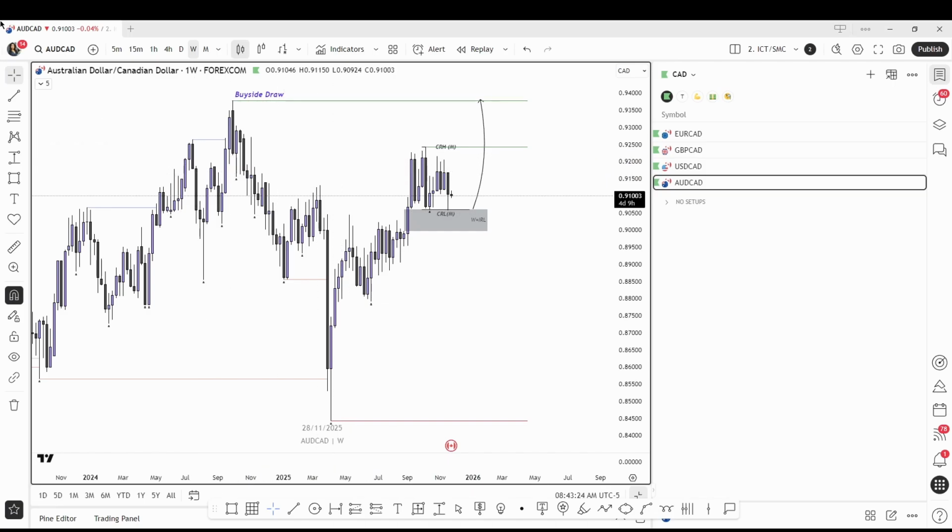Now if we're going previous to previous week, it's still the same thing. I still see price coming down, taking out this sell side, and then going to this external draw.